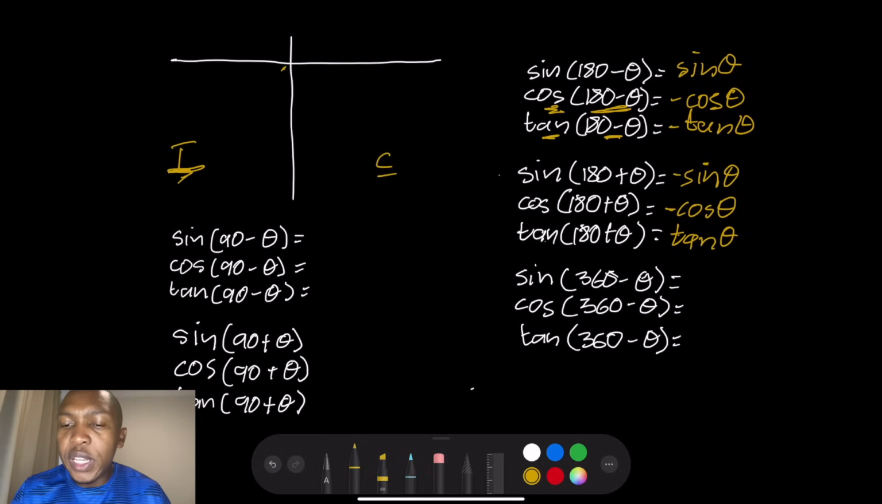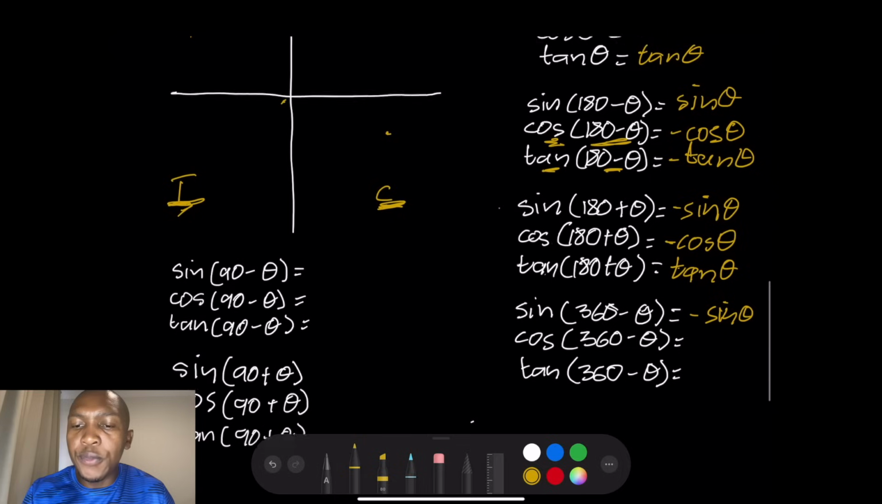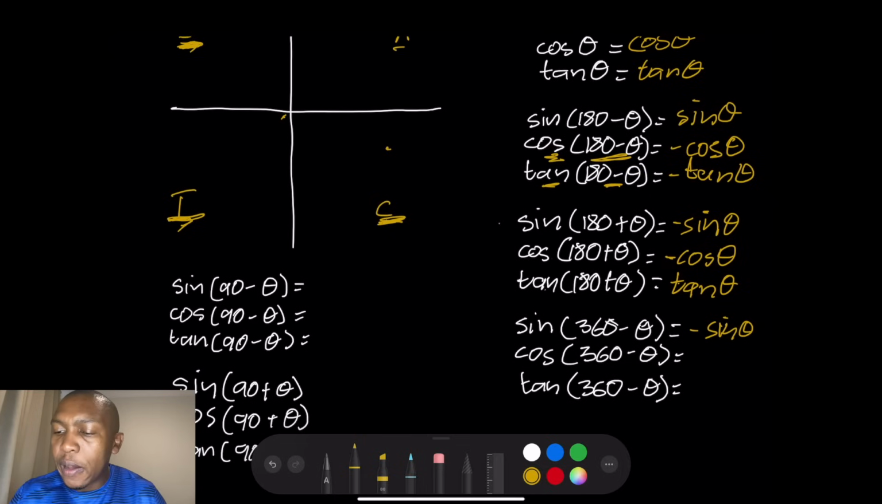So sine of 360 minus theta, I hope I'm not wasting any more time. Sine in the fourth quadrant is negative, so this will be minus the sine of theta. And cos of 360 minus theta: cos is positive in the fourth quadrant, you can see that, so this will be cos of theta. And tan of 360 minus theta will obviously be minus the tan of theta.